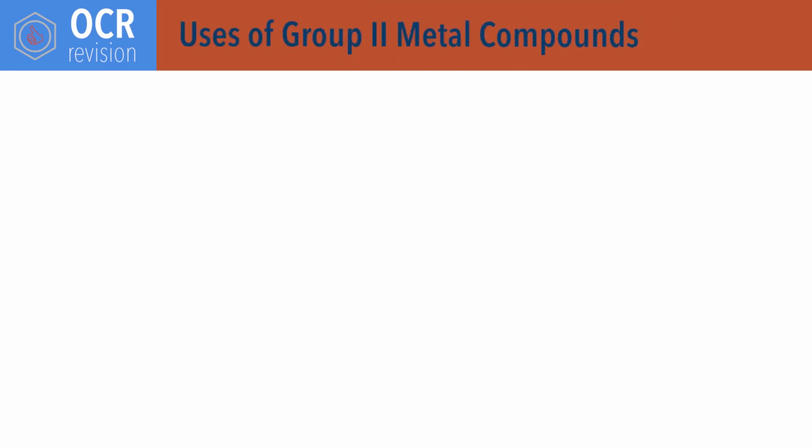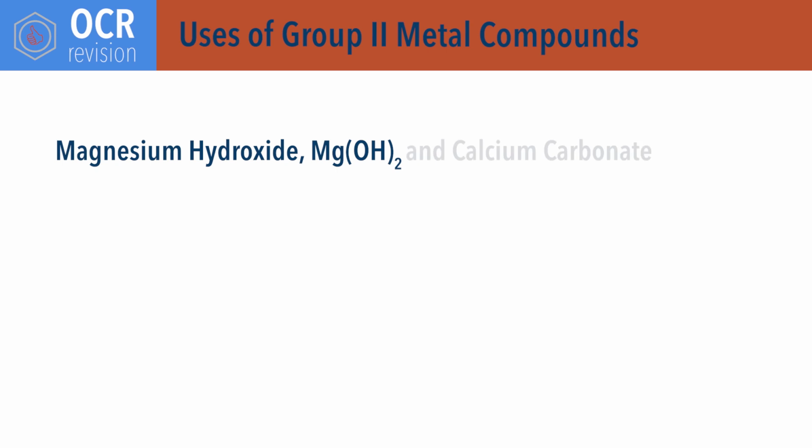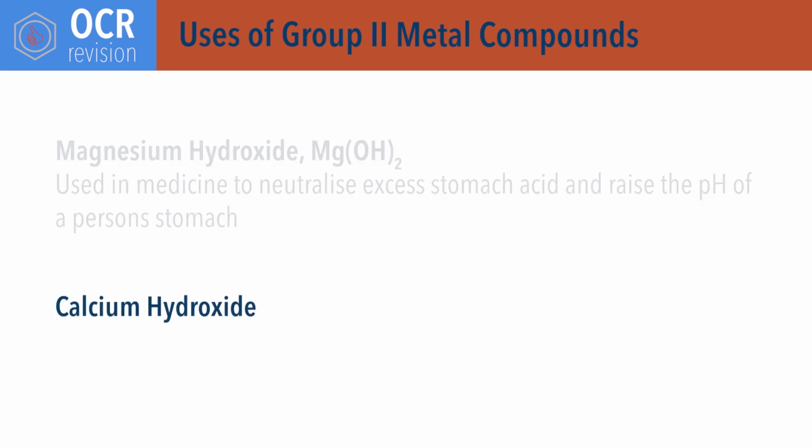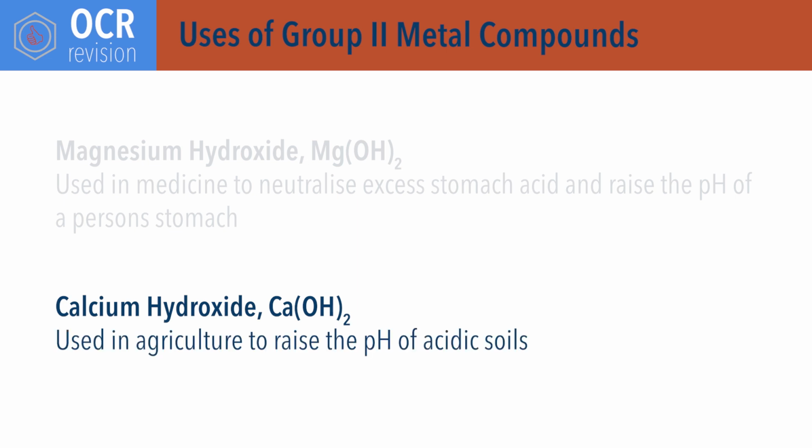The basic nature of group 2 metal compounds gives them many uses. For example, magnesium hydroxide, Mg(OH)2, and calcium carbonate, CaCO3, are used in medicine to help neutralize excess stomach acid and raise the pH slightly in a person's stomach. Calcium hydroxide, Ca(OH)2, is also used in a similar way in agriculture to raise the pH of soils that are too acidic.